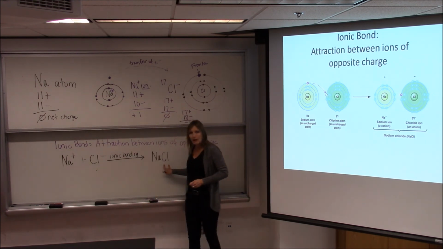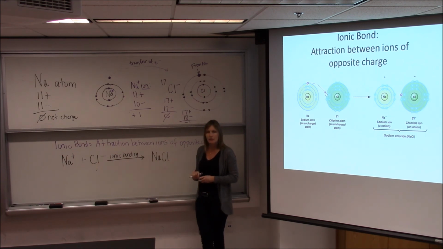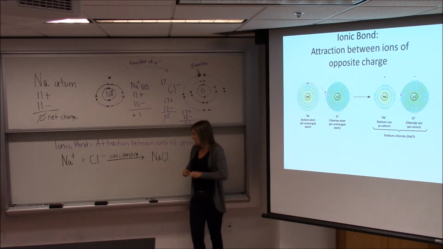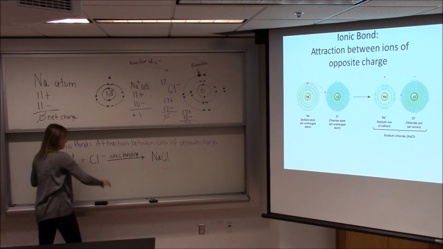Sodium chloride is a compound. It does not have a net charge because the positive charge of sodium is going to be canceled out by the negative charge of chlorine. This is a weak association. You know you can mix salt and water and it easily breaks apart. What's important to understand here is how the number of electrons change.